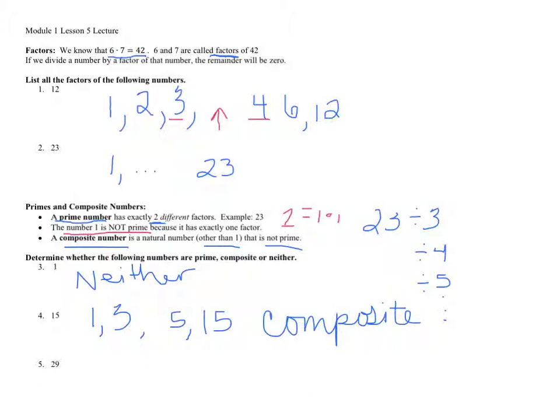Now for 29. Well, I know that 1 times 29 is 29. 2 doesn't work because 29 is odd. 3 doesn't work. I can see if I do 29 divided by 3, I'll get a decimal answer. And I can keep working all the way up, dividing by different numbers to get to 29, and I'll see that there are no other factors. So 1 and 29 are the only factors of 29. Therefore, 29 is prime.